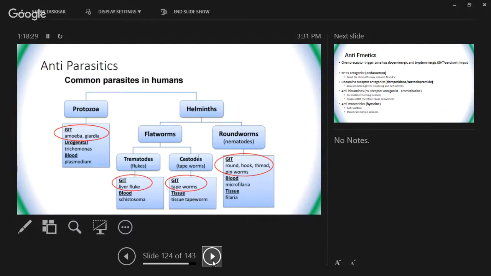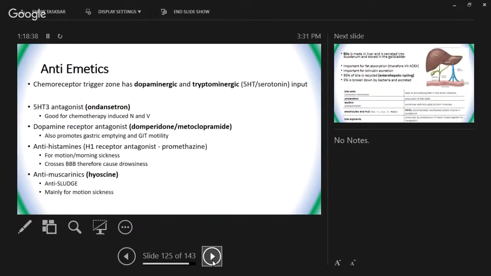Antiparasitics aren't mentioned now, but that's just a reminder for you guys. If you don't know this, just remember it. I might only give one question on it, but you better know.